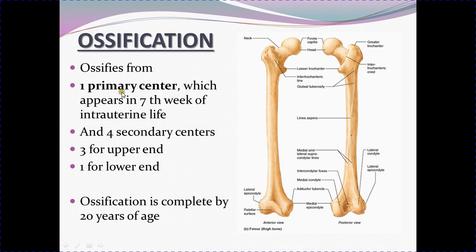Femur ossification. The femur ossifies from one primary center which appears in the 7th week of intrauterine life, and it ossifies from 4 secondary centers. The 3 centers are for the upper end and 1 center is for the lower end. Ossification is complete by 20 years of age.